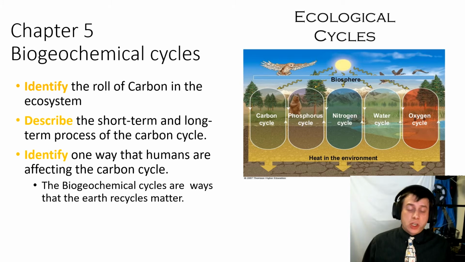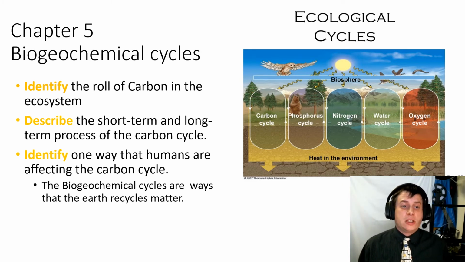The biogeochemical cycles are the different cycles that are used to move this matter through the ecosystem. So you have the carbon cycle, the phosphorus cycle, the nitrogen cycle, the water cycle, and then kind of the oxygen cycle. That's kind of an interesting one there. And we'll talk about the oxygen a little bit while we talk about carbon.